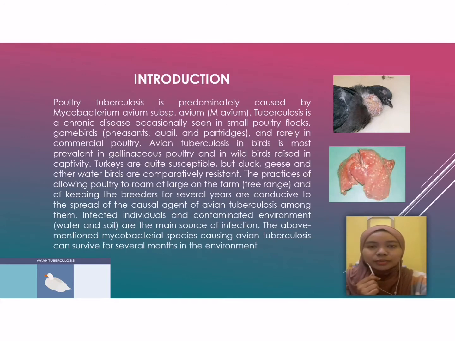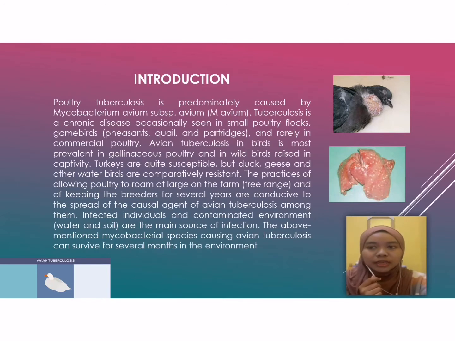Today I would like to present about our topic, avian tuberculosis. For the introduction, poultry tuberculosis is predominantly caused by Mycobacterium avium. Tuberculosis is a chronic disease occasionally seen in small poultry flocks, game birds like pheasants, quail, and partridges, and rarely in commercial poultry.